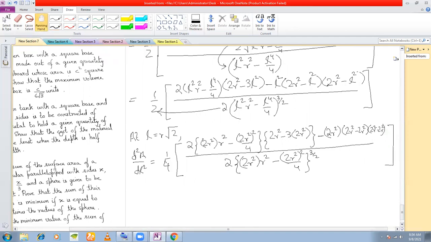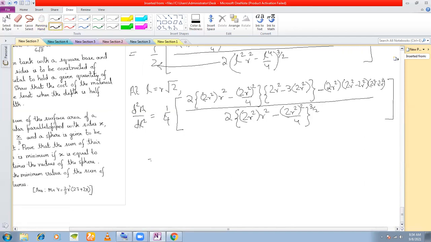Fine. Now let's see. It is equal to 1/4 of... Now see here, if I simplify this, what am I going to get? This is 4R to 2R to the power of 4. I think I'll get, right? Yes. I'm going to get twice of 2R to the power of 4 minus 4R to the power of 4 by 4. Right? This is what I'm going to get.